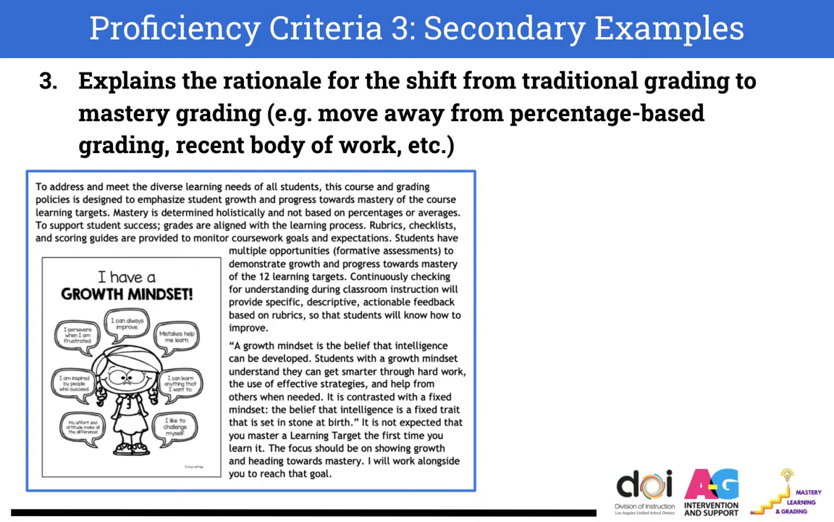Also, the teacher mentions that mastery is determined holistically and not based on percentages or averages. The teacher mentions this explicitly and instead says that to support student success, grades will be aligned to the learning goals, and this will be done using rubrics, checklists, and scoring guides.